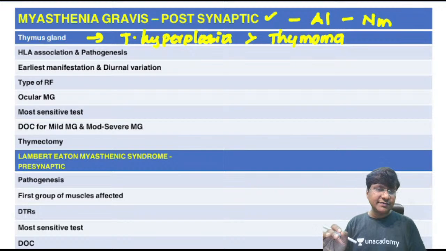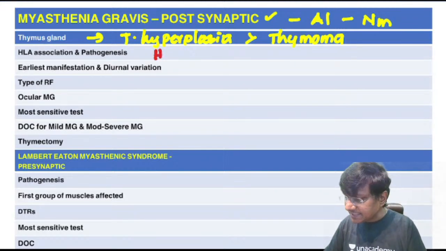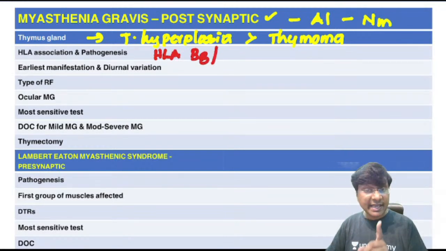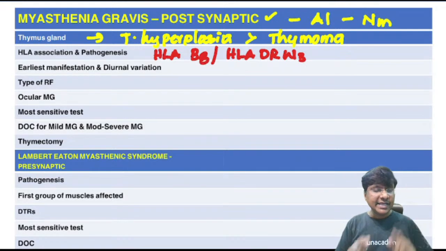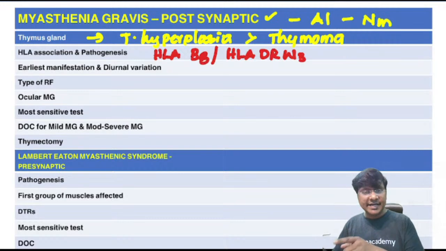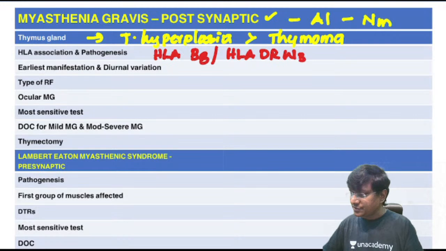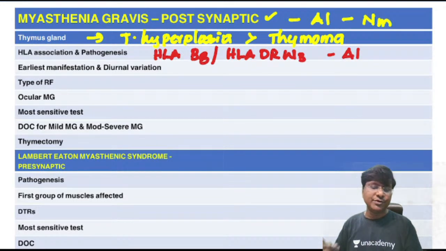Now, Myasthenia gravis has an HLA association. What is that HLA association? That is HLA-B8 or HLA-DRW3. That means individuals with HLA-B8 or HLA-DRW3 are at increased risk of Myasthenia gravis. Next, coming to the pathogenesis, as I have already said, it is an autoimmunity where the antibody is formed against the NM receptors present on the postsynaptic nerve terminal.